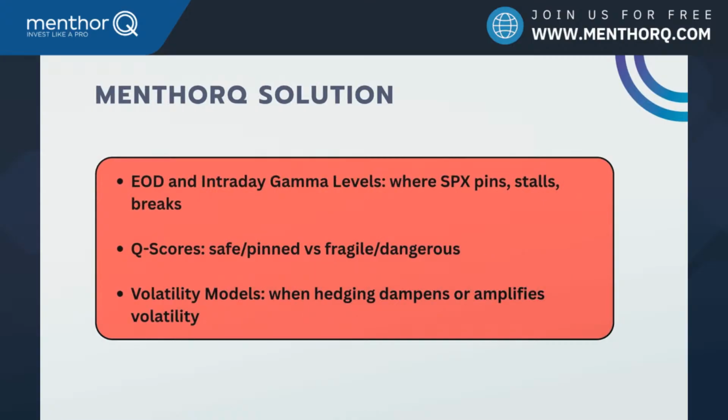We have intraday gamma levels and end of day, so we have both end of day and intraday. We can show you where the SPX will pin, stall, or break. You can use our Q score, which can tell you if today is safe, fragile, or maybe dangerous. And you saw some of our volatility models, which you can look at to understand if it's a good time to trade condors or trade SPX using context.